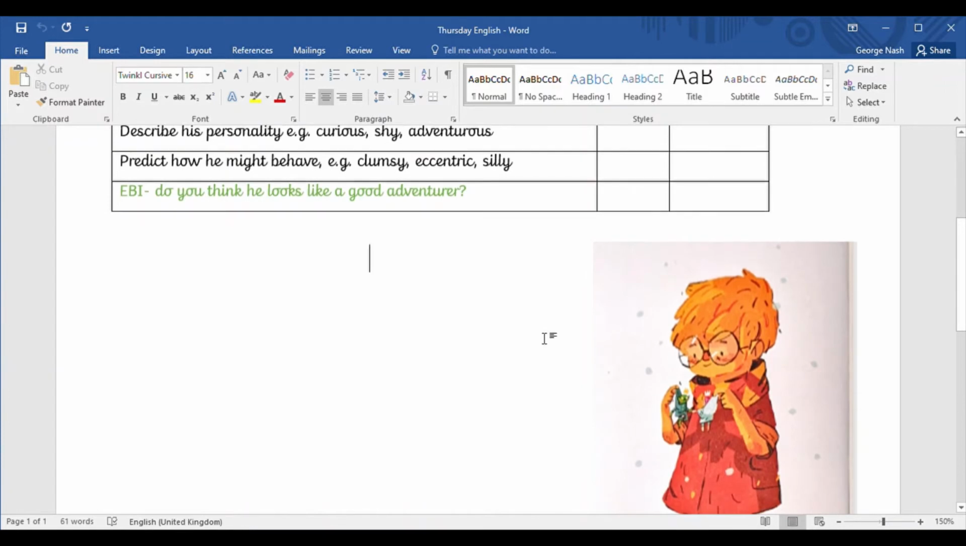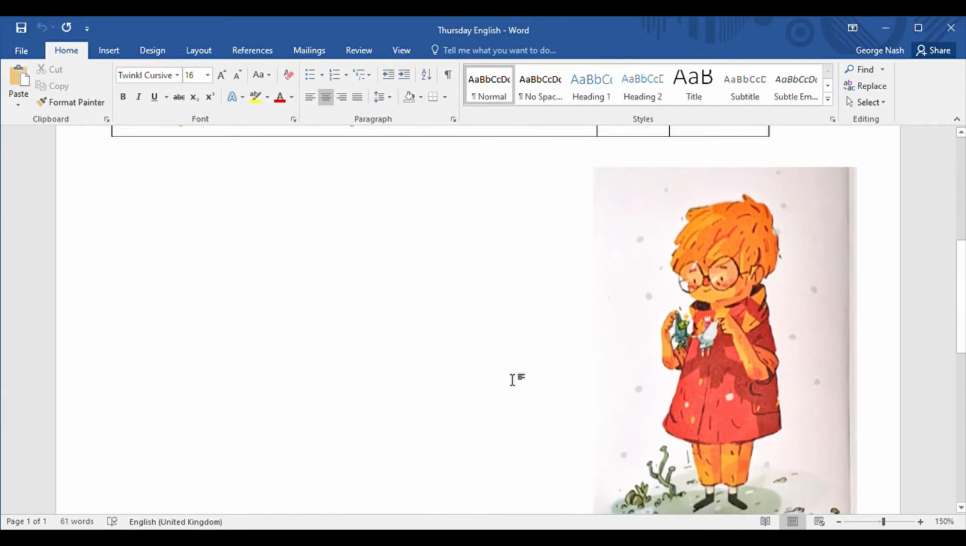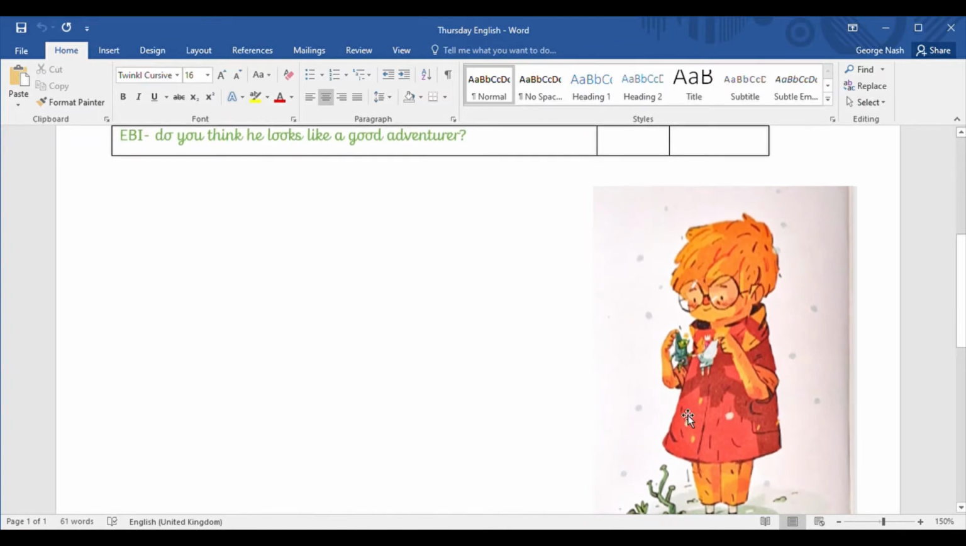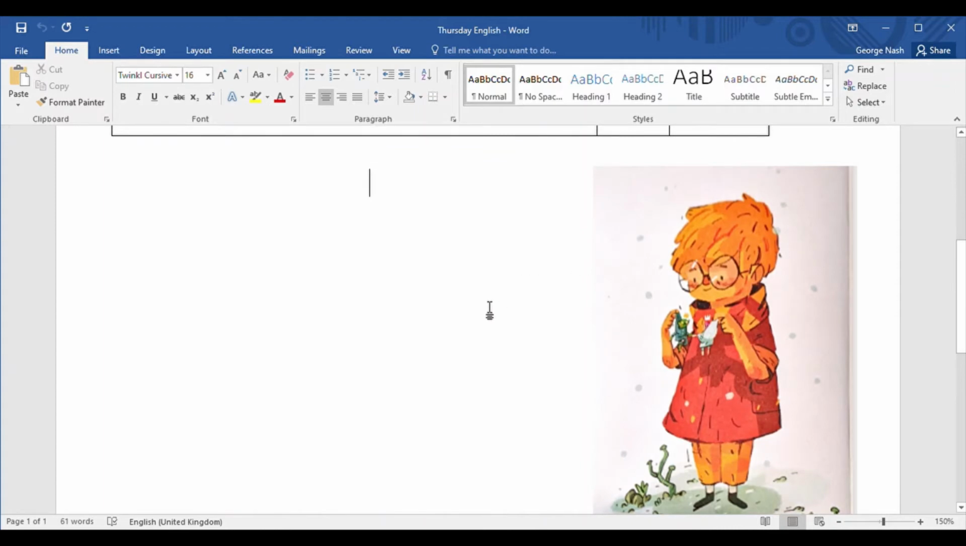And then predict how he might behave. Okay, maybe he's like Mr. Nash. Mr. Nash, as you all know, is very clumsy. He's always dropping things or knocking things off his desk. Maybe Arthur's very clumsy. Maybe he's slightly eccentric, and eccentric just means he's a little bit mad. I think all three of these actually describe Mr. Nash a little bit, don't they? So clumsy, eccentric, a little bit mad, and silly. Yeah, Mr. Nash is very silly, but what about Arthur? Do you think Arthur might be silly? Or are there any other words you could use to describe how you think he might behave? Might he be a little bit childish?